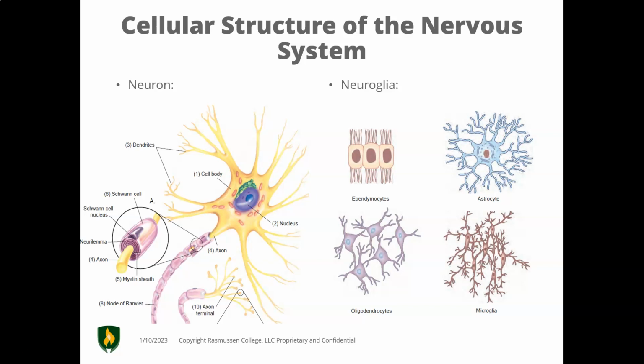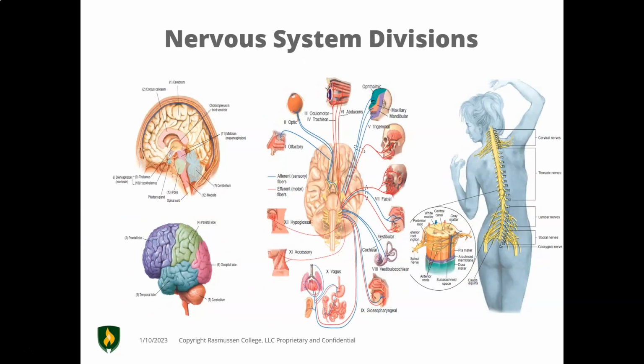With that, your nervous system is also divided, and there are two major divisions of your nervous system. One that we call the central nervous system, the other being the peripheral nervous system. The central nervous system consists of the brain and the spinal cord. This system has nervous tissue that is classified as either white or gray matter.